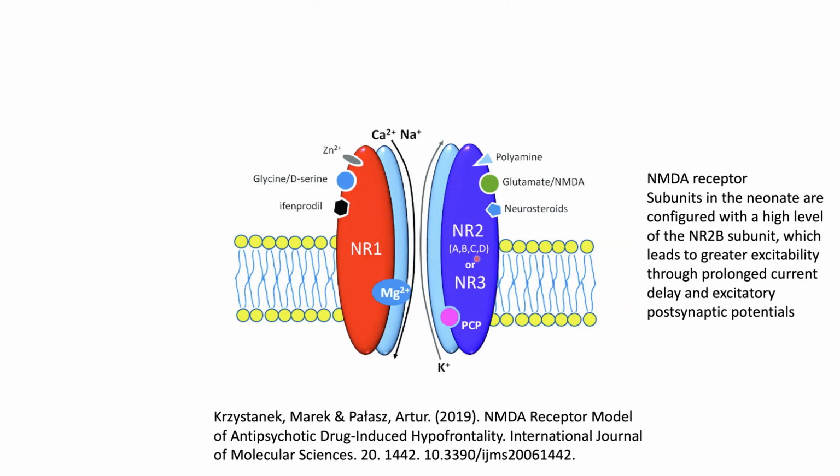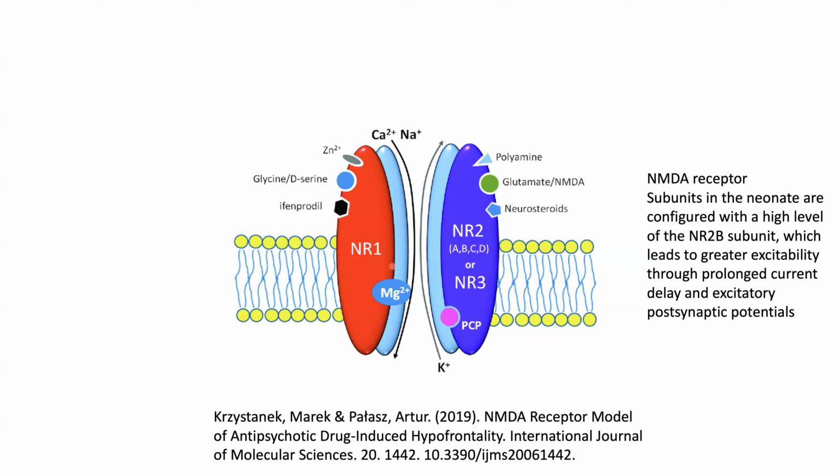So adults generally have, or bigger children outside the newborn period generally have, the NR2A subunit. So the newborns naturally have the NR2B subunit, and as is the case, it is going to lead to greater excitability because the presence of this NR2B subunit changes the electrical property of the cell, leading to prolonged current decay and excitatory postsynaptic potential. So this is going to make the NMDA receptor more excitatory. You know that the NMDA receptor is usually excitatory. This is going to be more pronounced in the newborn period.